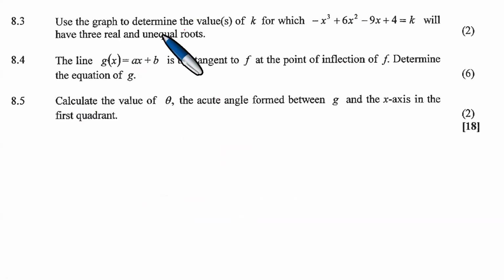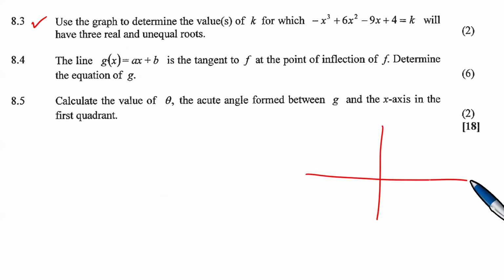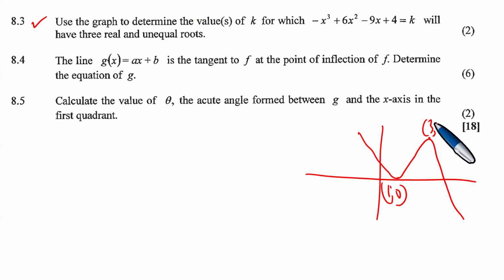Use the graph to determine the values of k for which this is the case. Let's look at the graph. Now we're looking at 8.3. So now we're going to have this graph here, and it is like this. We just drew it before. Here it is 1 and 0. There it is 3 and 4. And here it is 4. This is our y-axis and this is our x-axis.